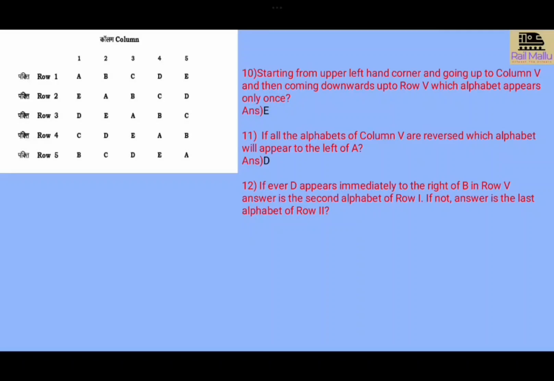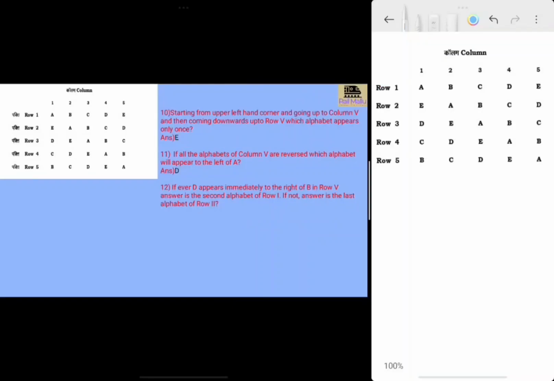So moving to the next question. If ever D appears immediately to the right of B in row 5, answer is the second alphabet of row 1. If not, answer is the last alphabet of row 2. They are giving two conditions and we have to answer accordingly.